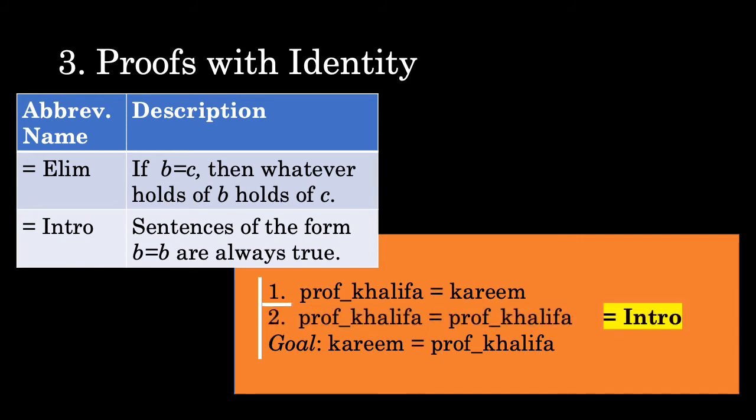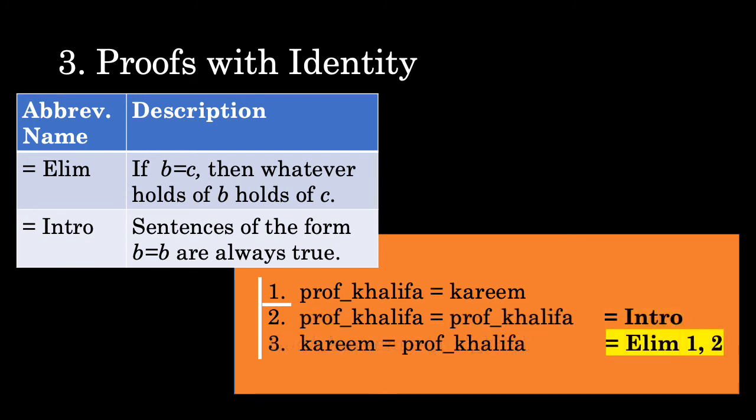First, we use identity introduction and show that Prof. Khalifa is identical to Prof. Khalifa. Note that you don't need to put any numbers here because this is always true. Next, you're moving down the field, right? You move further with line 2, and now you can use both 1 and 2 to get yourself to your desired conclusion. You use them in conjunction with identity elimination, and that gives us what we were trying to prove, that Kareem is identical to Prof. Khalifa.